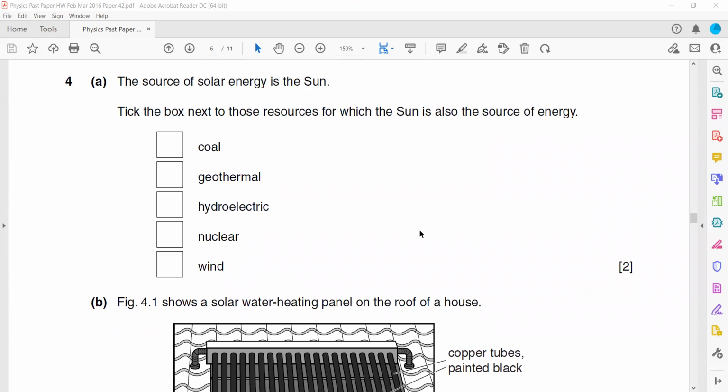Then the source of solar energy is the sun. Solar energy means the heat and light energy from the sun. Take the box next to resources from which the sun is also the source of energy, for example, coal. How is coal formed? First, the energy from the sun is absorbed by the plants. These plants on the surface of the earth absorb energy, the heat and the light energy.